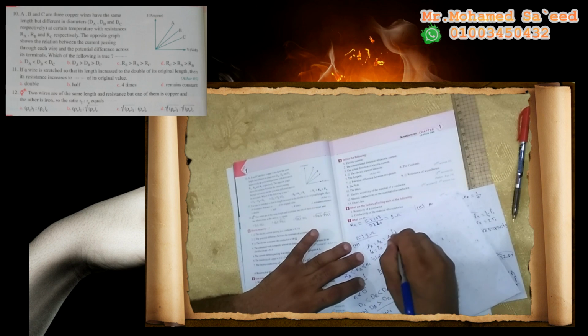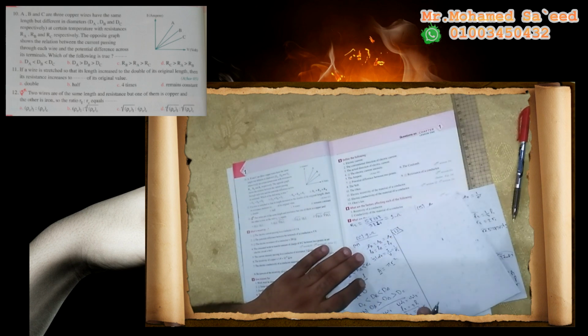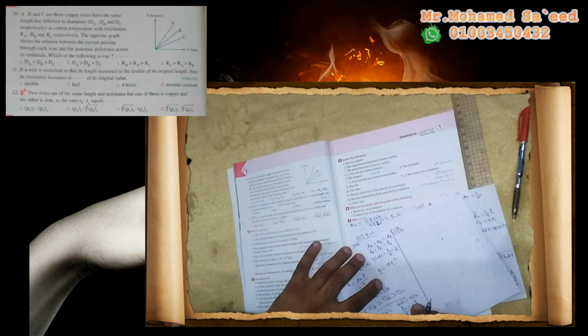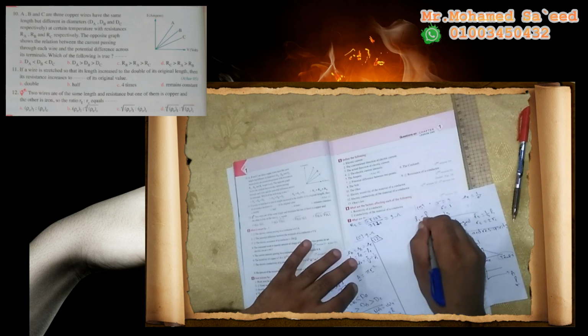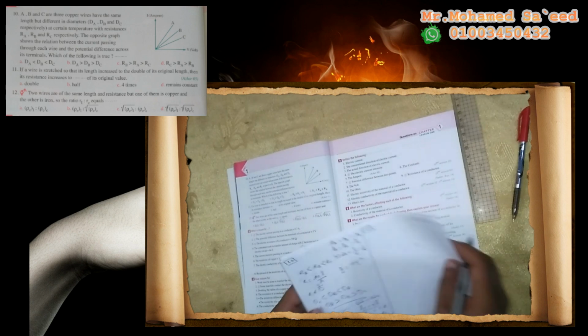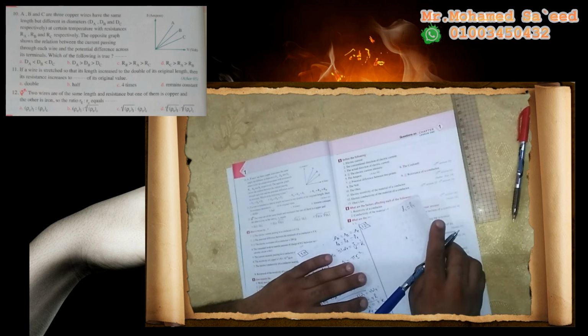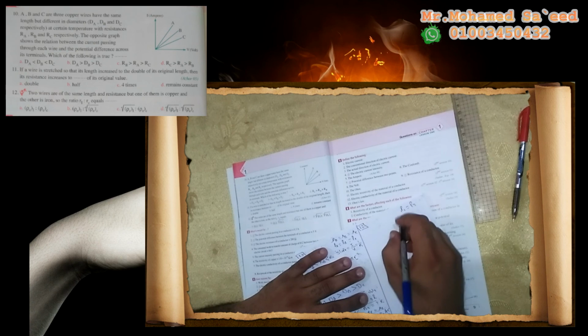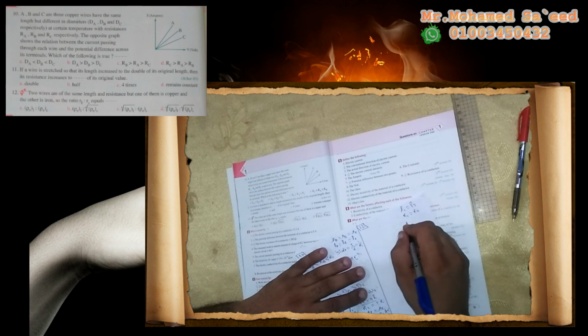Okay, 12. Two wires are of the same length, L1 equals L2, and resistance R1 equals R2. But one of them is copper and the other is iron, so rho E1 is not equal to rho E2. So the ratio of the radius of iron to the radius of copper equals what?